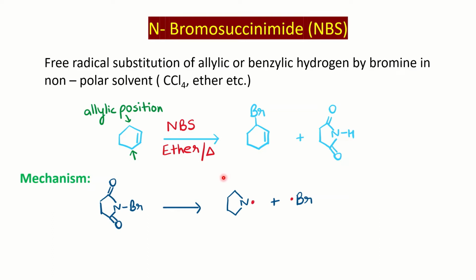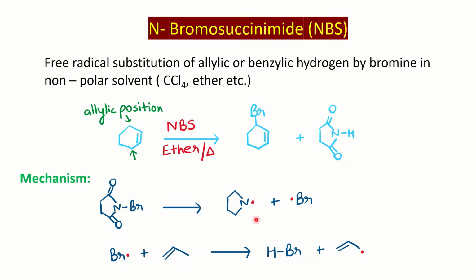Mechanism. As I told you, NBS is a convenient source of bromine and it is prepared from succinimide and bromine. If you add bromine to this succinimide, N-Bromosuccinimide forms. The reaction is initiated either by heat, or by an initiator like AIBN or peroxide. It is a free radical formation reaction, and free radicals are highly active species, we know. So the reaction involves a free radical process, as you can note here.